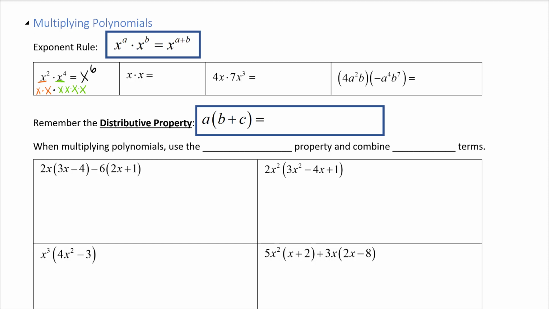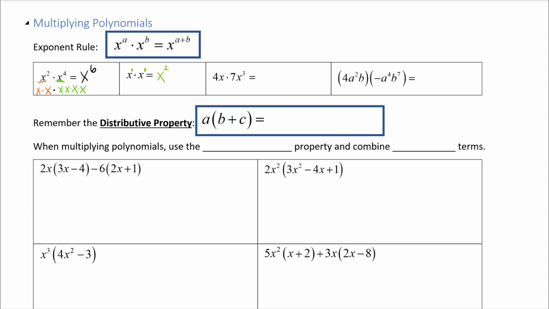So the next example is x times x. There's an invisible 1 on both exponents. I have one copy of x plus another copy of x. So x times x is going to be x squared. x squared means x times itself twice, right? Or you can just take the invisible 1 plus the invisible 1 and get 2.